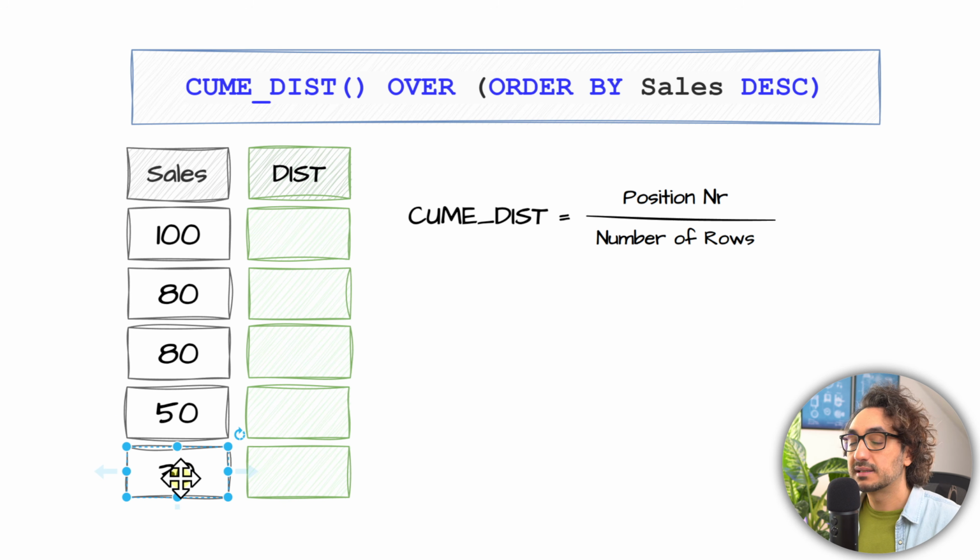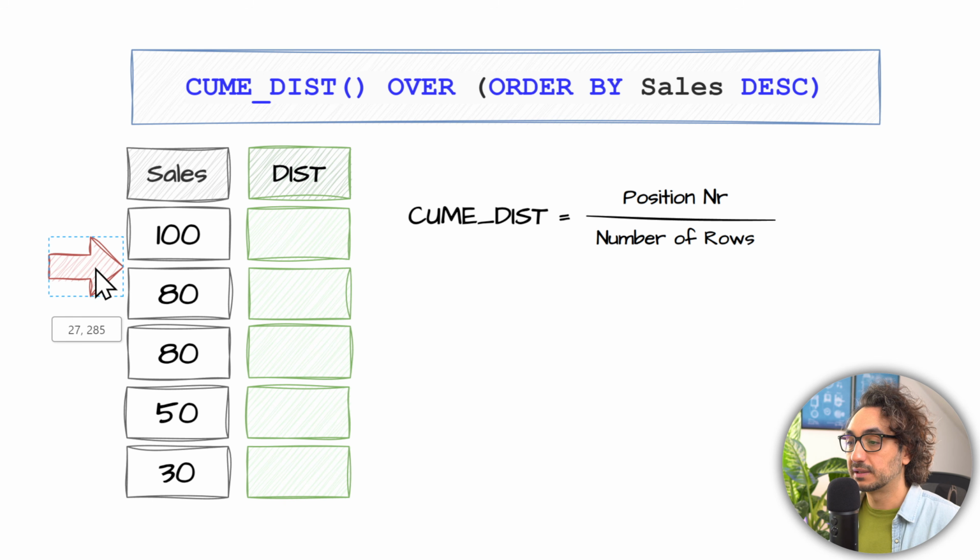So now the next step is that SQL gonna go and start calculating the percentage for each row, and we have a very simple formula. It says the cubedist equals to the position number of the value divided by the number of rows. It's very simple. Let's do it step by step.